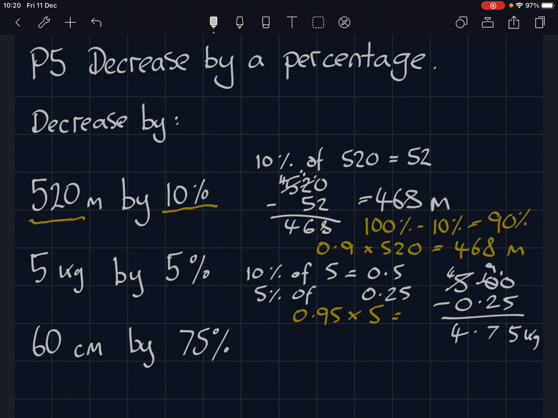The last question, let's have a look. As we did in the previous video, 75% is 3/4. And if we think about this, what's left is going to be 1/4. So if we worked out 1/4 of 60 centimeters, that would be the answer. So 60 divided by 4 is 15. So the answer is 15.